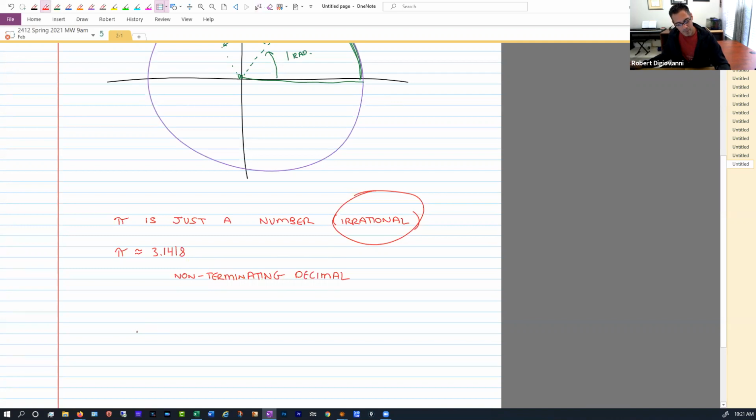But you know what? 0.333 forever doesn't terminate, right? 0.33333. But that's not an irrational number. So there's another condition that you need for it to be irrational. So it goes on forever. What? Go ahead, Maddie. It doesn't repeat. It doesn't repeat. It's non-repeating.